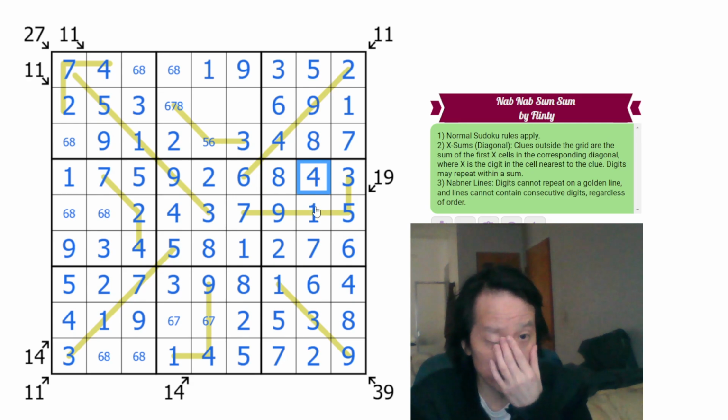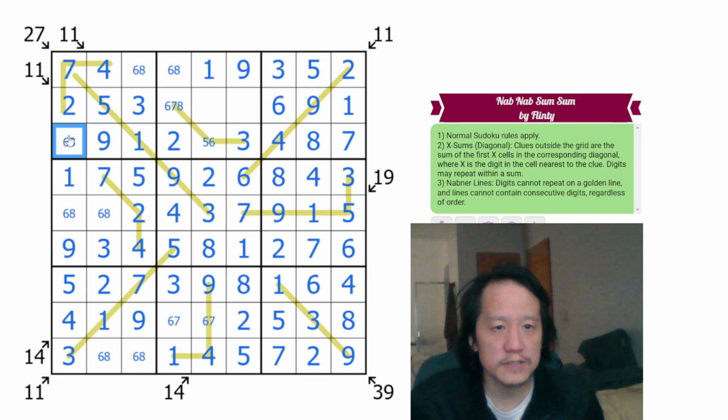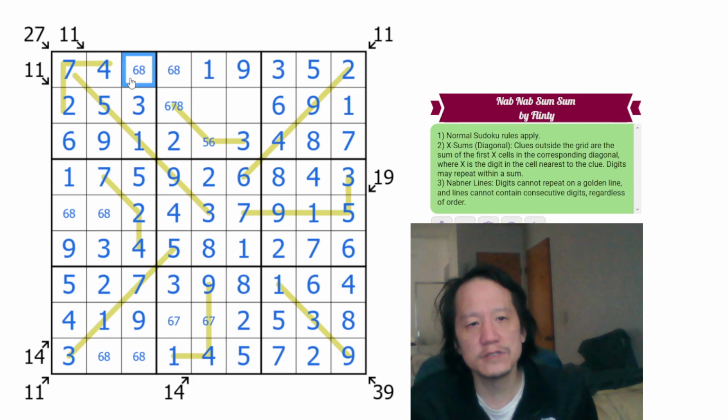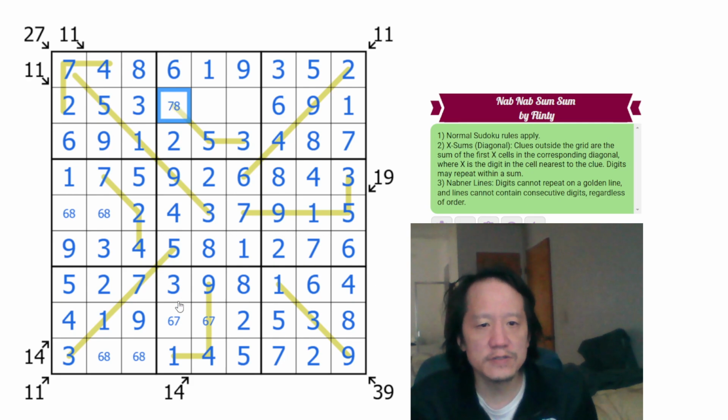This is 4 by Sudoku. This is no longer 8, so this has to be 6, which forces that to be 8, which forces this to be 6, which makes that a 5. So this can't be 6. This can't be 6, so this is 7. This is 6. This can't be 7, so this is 8. This can't be 8, so this is not 8.